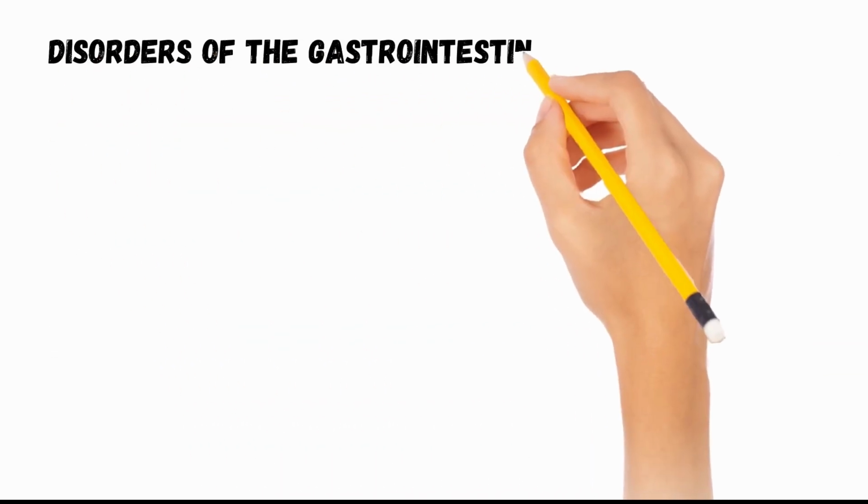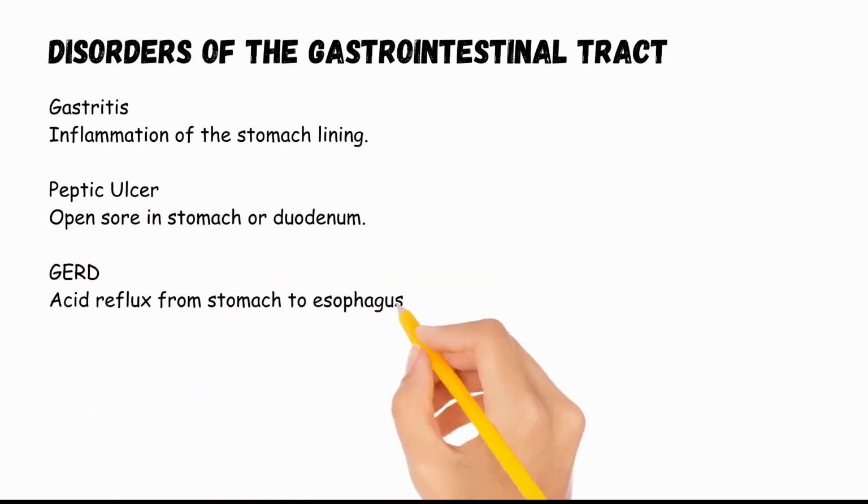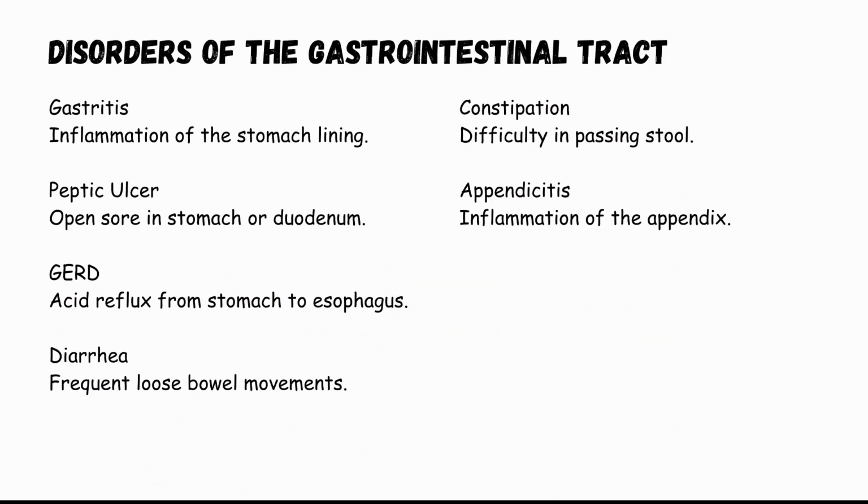Several disorders can affect the digestive system. One common disorder is gastritis, which refers to inflammation of the stomach lining. Another is peptic ulcer, which is an open sore that develops in the stomach or duodenum. Gastroesophageal reflux disease, or GERD, occurs when stomach acid flows back into the esophagus.